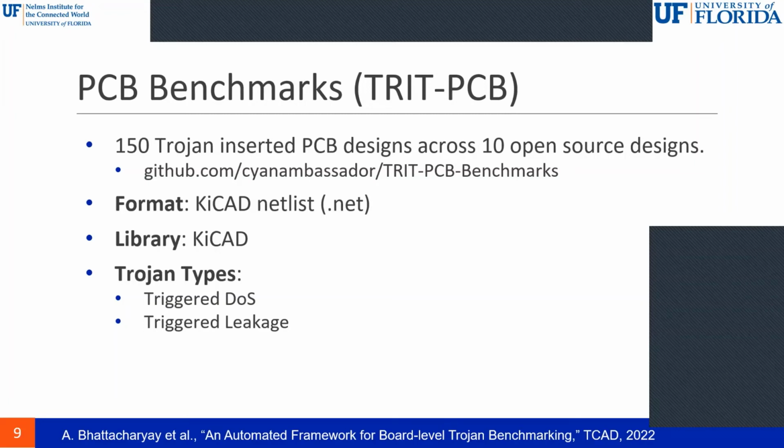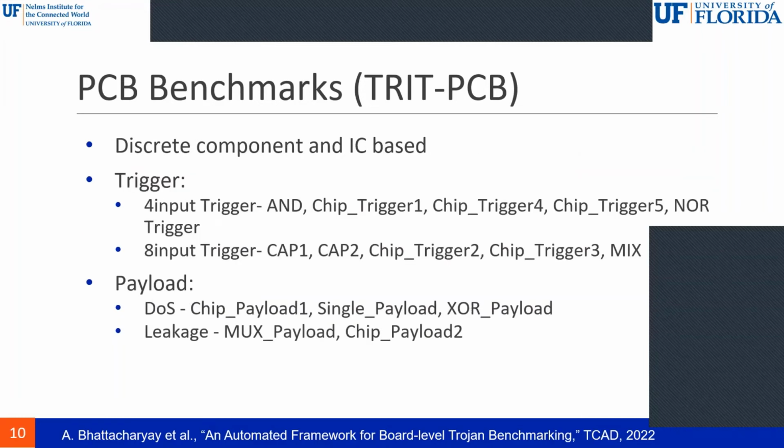Here we use KiCad netlists because they are open source. We provide all the corresponding libraries that are available and required. The types of Trojans that we offer for PCB are triggered denial of service and triggered leakage specifically. You can refer to the paper for more details, but we have two general structures and components for the Trojans: discrete component based and IC based. Discrete component based uses resistors, capacitors, transistors, and IC based uses actual malicious chips that carry out some malicious effect, such as AND gates or chips, stuff like that.